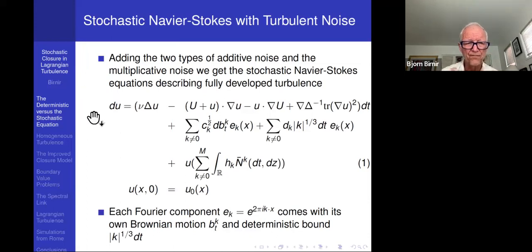The arguments that one uses are general arguments from probability theory, which means that this noise that we put in is generic. It's just the generic noise that you would expect to have. But the problem is that we have infinitely many coefficients, c_k's, d_k's, and finitely many h_k's. And we have to try to figure out what these coefficients are.